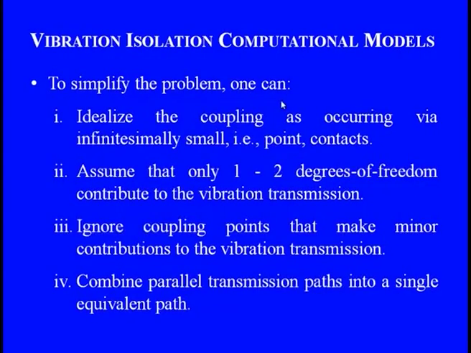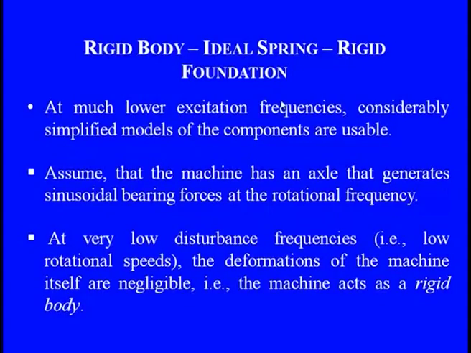We can rather combine the parallel transmission paths into some equivalent single path based on the series spring connection, the parallel spring connection, the series damper or the parallel connection, and these theories. So the last point in this is the rigid body, ideal spring, rigid foundation. How can we do this? Sometimes the body is a flexible body through which the vibration transmissions are there, or the source is there. The ideal spring, which we are assuming, is perfect with these two, the rigid foundation and rigid body.